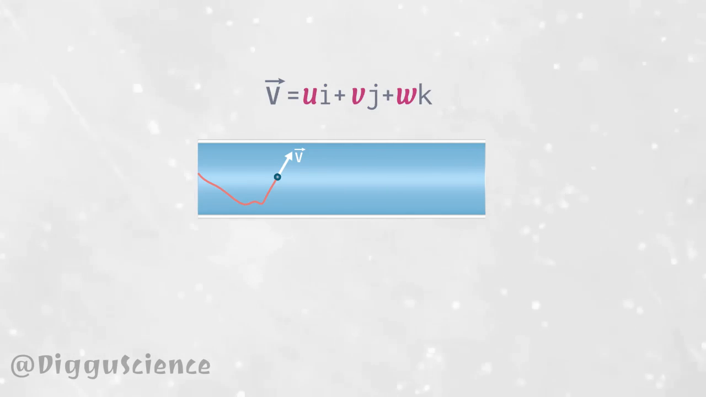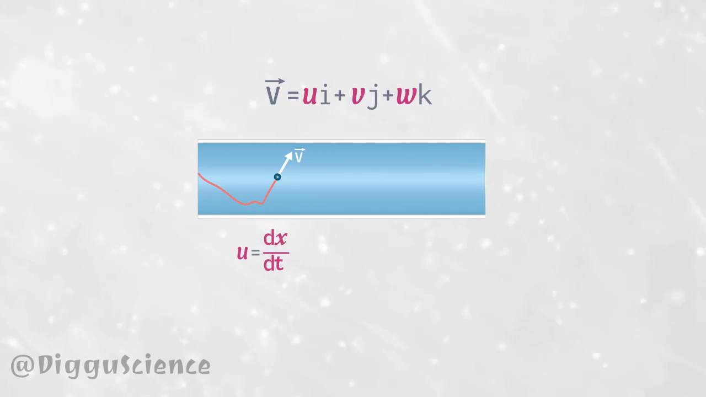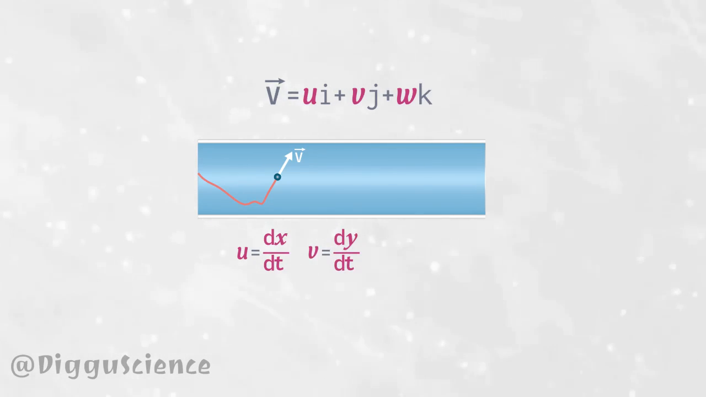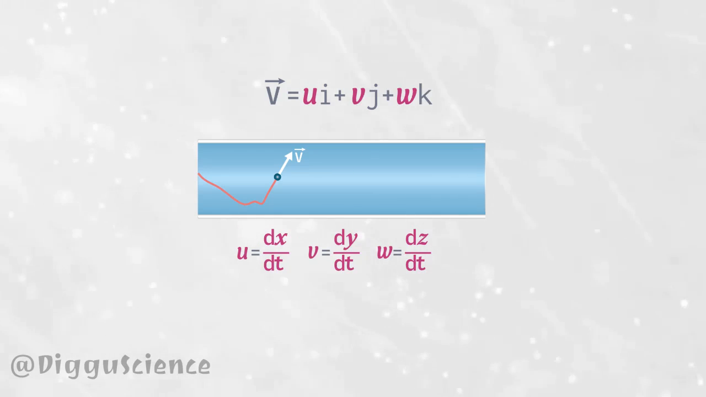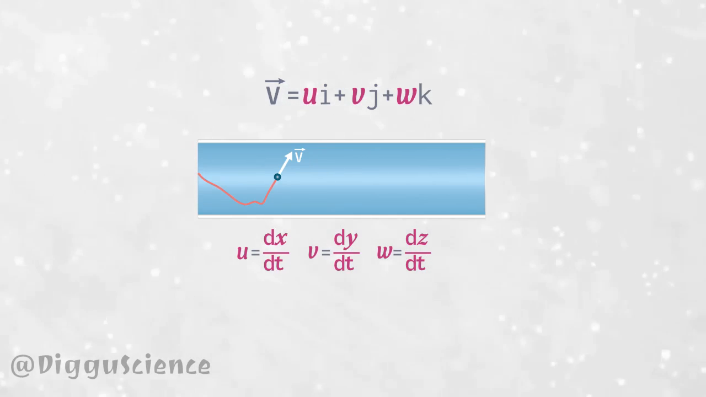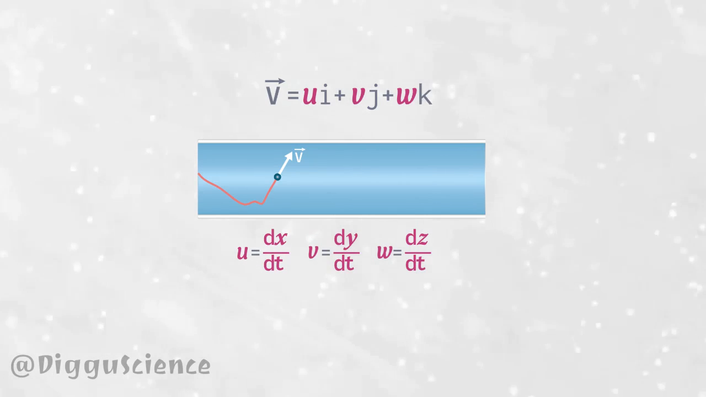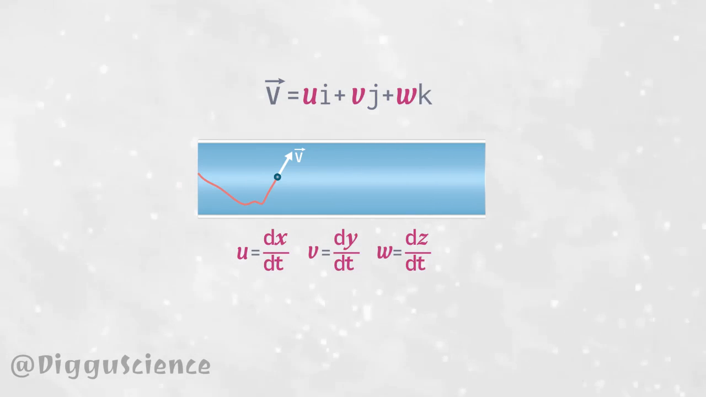If we have ever studied motion kinematics, the velocity component on the x-axis is dx/dt. The velocity component on the y-axis is dy/dt. And the component on the z-axis is dz/dt. After knowing the values of u, v, and w, we should be able to calculate the position of the fluid particle at a certain time.